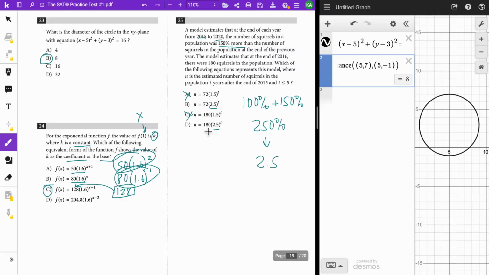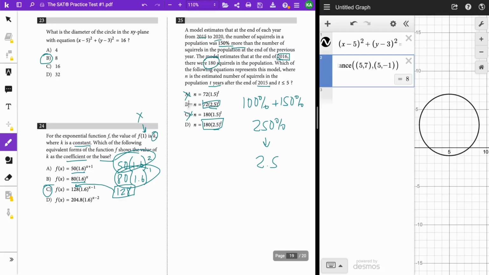Now, which of these is going to give us an answer of 180 squirrels? Well, if we are looking for that number of squirrels at the end of 2016, remember that t is the number of years since 2015. So 2016 would be a t-value of 1. It's 1 year later. So the question is, if t is 1, which of these two equations gives us a population of squirrels of 180?